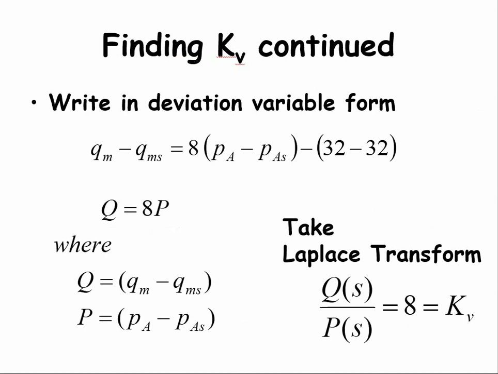By taking this difference, we create differences that we can use to define deviation variables. Using the deviation variables, we find that the flow deviation variable, capital Q, equals 8 times the control signal deviation variable, capital P. We can take the Laplace transform and find that Qs over Ps equals 8. So the valve gain is equal to 8.